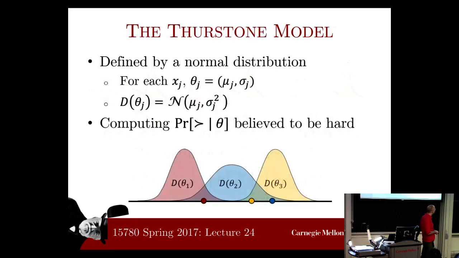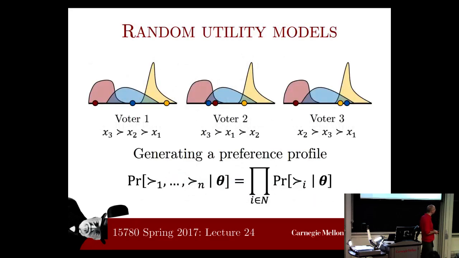So by the way, notice that sampling a vote is pretty easy, right? If you can sample these distributions, you just sample from each one and you look at the utilities. So that problem is really easy. But some other problems can be hard.